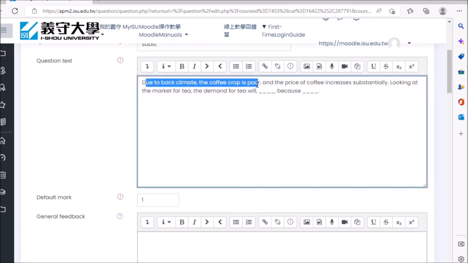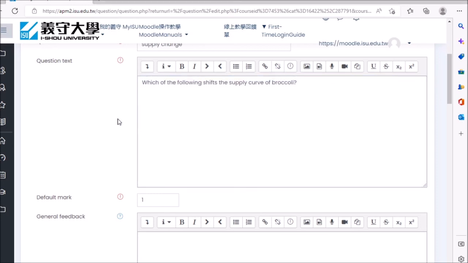Looking at tea and coffee, coffee is much more expensive right now. People will probably substitute from coffee into tea. Now looking at the tea market, the demand for tea will increase because coffee is much more expensive, because those two are substitutes. The question is, which of the following shifts the supply curve? In this particular question, the answer is the destruction of the crop. There is no broccoli as the crops are destroyed by a hurricane.